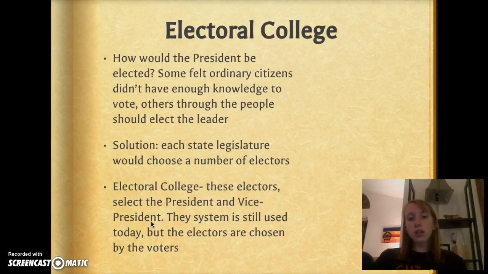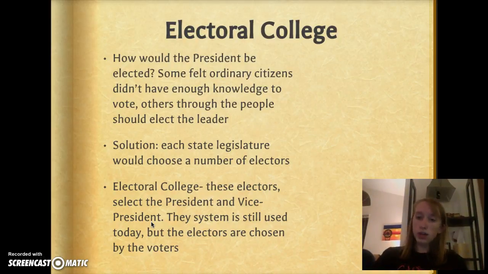And so the solution here is that each state legislature would choose a number of electors, and now it is by law, the number of representatives you have. So the number of House of Representatives you have plus the 2 senators is the number of electors your state has. We're going to talk a little bit more about the Electoral College later, but really what you need to understand here is that states that have large populations have a lot of electors. And so we see that presidents will go to states like California and Florida and Texas and Ohio and other states like that because they're trying to get those electoral votes.